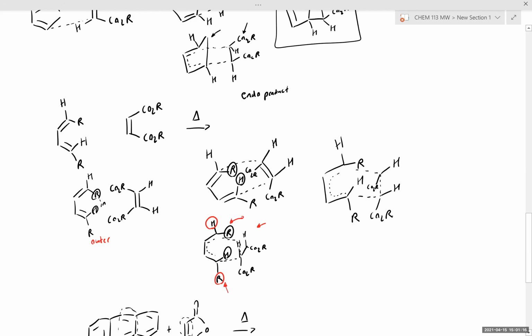Let's look and let's try to assign the stereochemistry at each stereocenter. So first and foremost, if we look at these inner groups, this R group and this hydrogen, are these two groups pointing up or down from this endo approach? Do both of them point down?